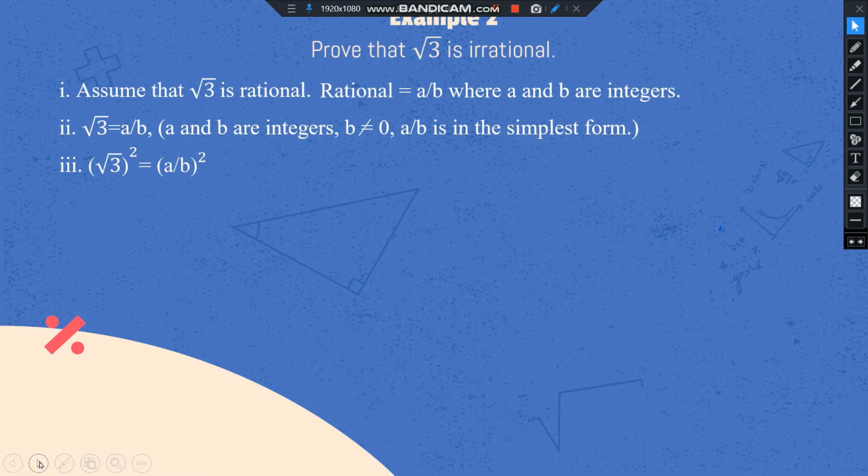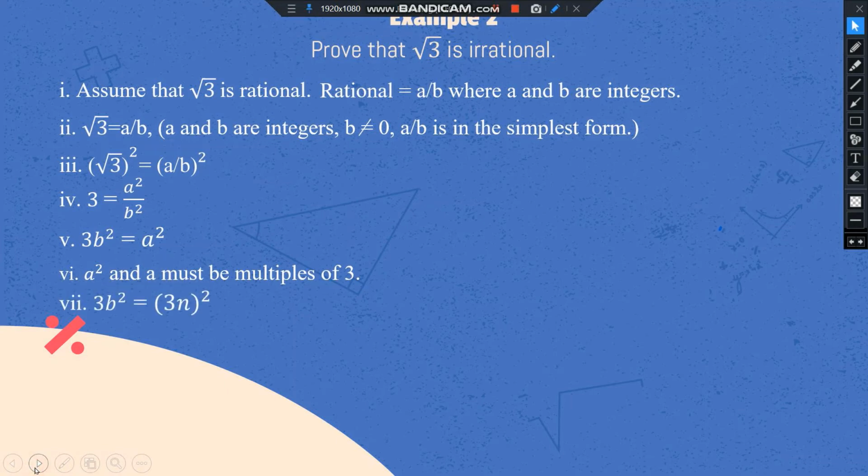So now we just do simple algebraic calculations. We square both of the sides. So root of 3 squared equals a over b squared. We get that 3 equals a squared over b squared. And after we do cross multiplication, we get that 3b squared equals a squared. So a squared, and therefore a, must be a multiple of 3, because we need to remember that a and b are integers, so we cannot have any fractions. So from this, we assume that a equals 3n.